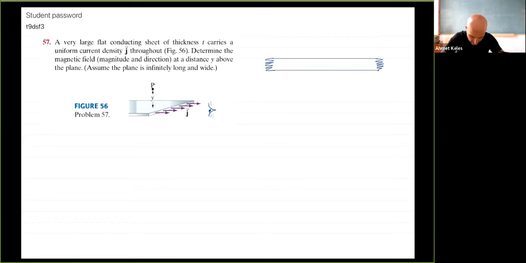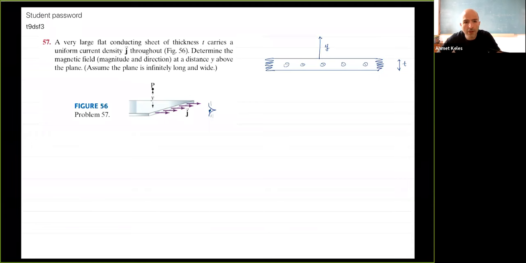This is like this. This is like that. And let's look at from here. Let's look at the infinite plane from here. So the current is going to be towards us. And the thickness of this guy is given to be T. And we are trying to find magnetic field at point P, which is a distance y away.